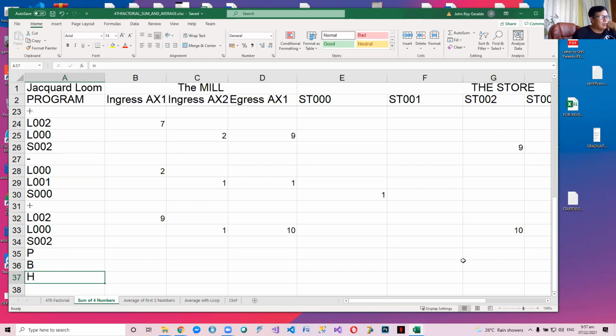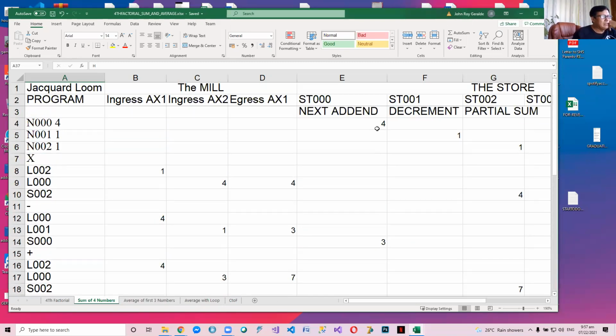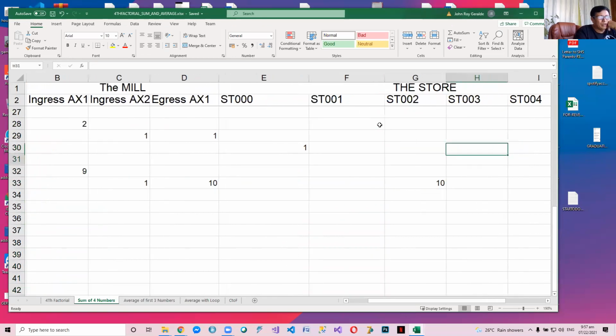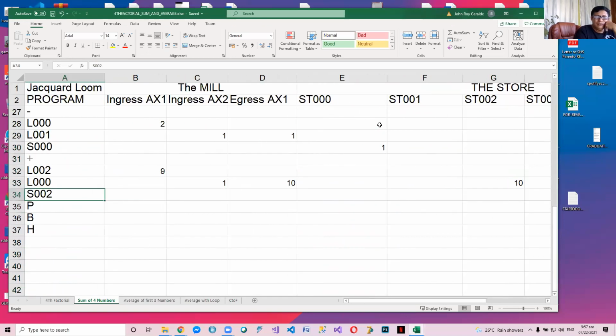The problem with this is our divider, which is 4, is lost. No? Our next addend, which was initialized to 4, cannot be used at the end because it's lost. We do not have the number 4 anymore. Do you follow? It's lost in the process.